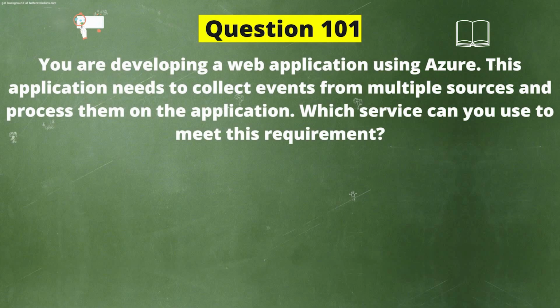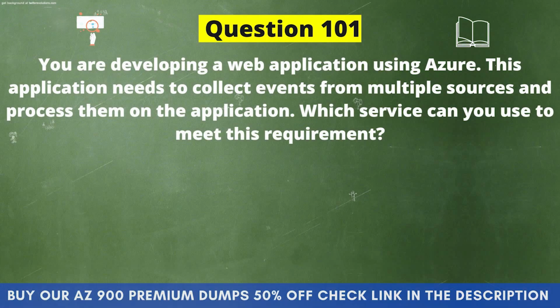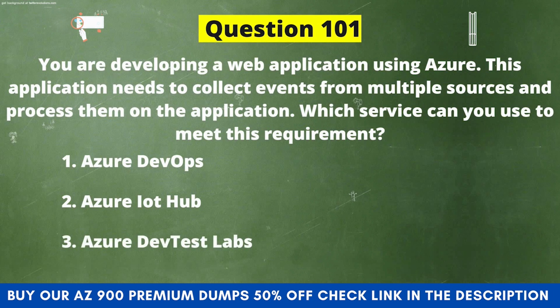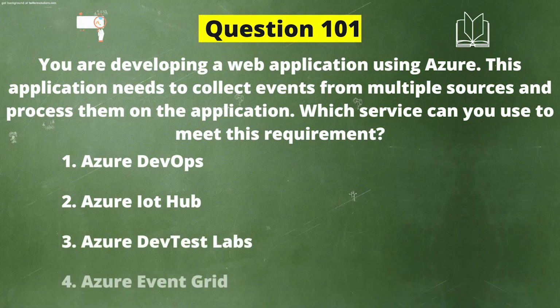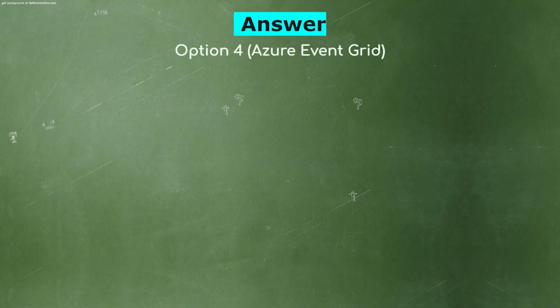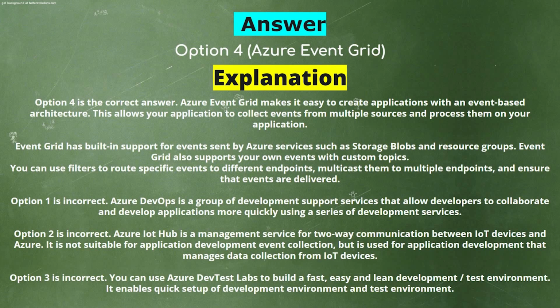Next question. You are developing a web application using Azure. This application needs to collect events from multiple sources and process them on the application. Which service can you use to meet this requirement? And the options are: 1. Azure DevOps, 2. Azure IoT Hub, 3. Azure DevTest Labs, 4. Azure Event Grid. And the correct answer is option 4. Azure Event Grid. Explanation. Option 4 is the correct answer.